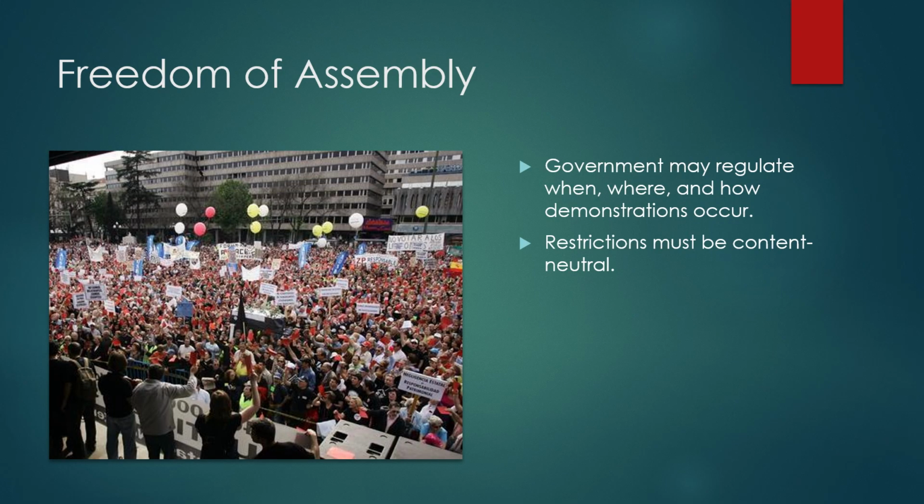The First Amendment also protects the right of people to peacefully assemble. However, governments may regulate when, where, and how demonstrations occur, as long as the regulations are content neutral and applied equally.